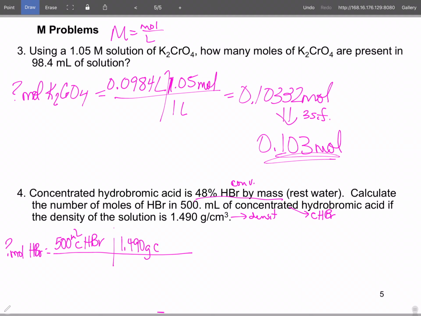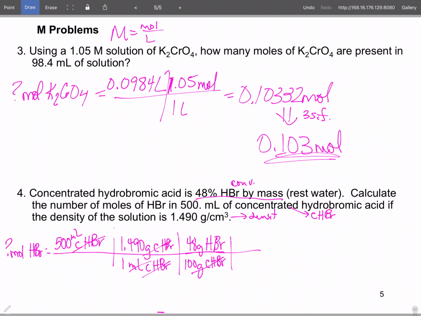So we know that the density is 1.490 grams of concentrated HBr per 1 milliliter of concentrated HBr. So that got rid of our milliliters of concentrated HBr. Now we have grams of HBr. So we know that for 100 grams of concentrated HBr, we only have 48 grams of regular HBr, just the HBr itself. Now we got that from 48% because percent means over 100. So you could convert it to 0.48 over 1, but it's just easier to use 48 over 100.